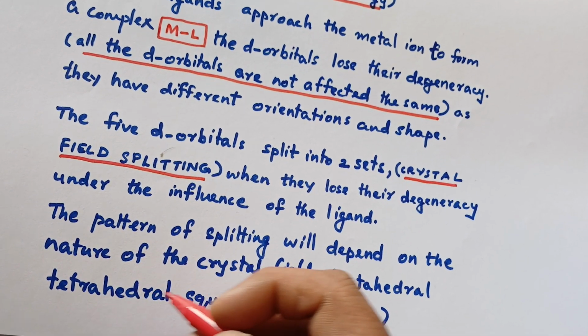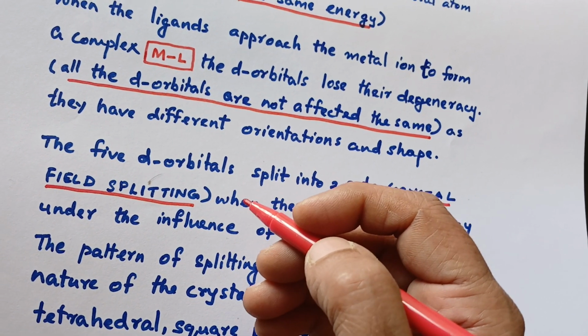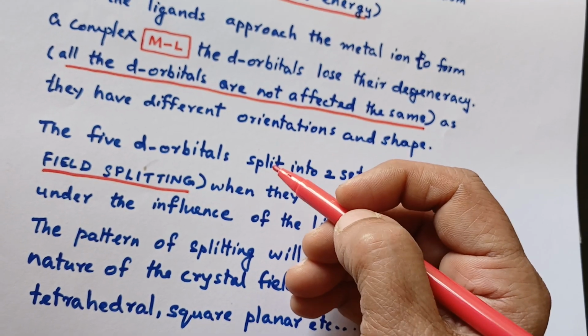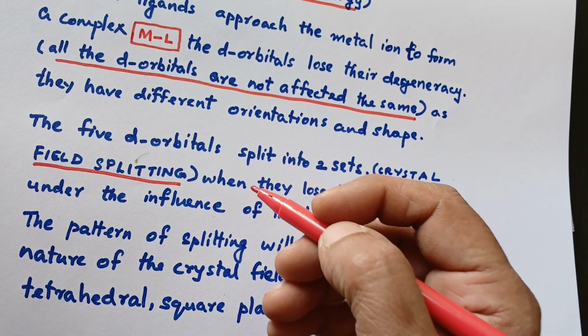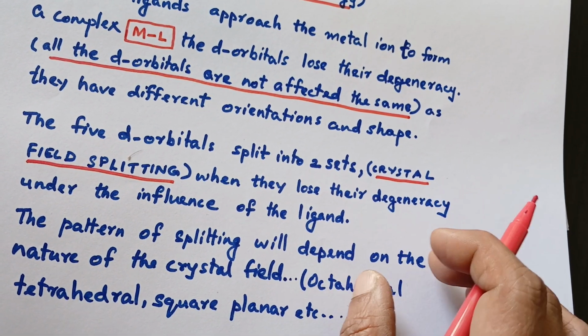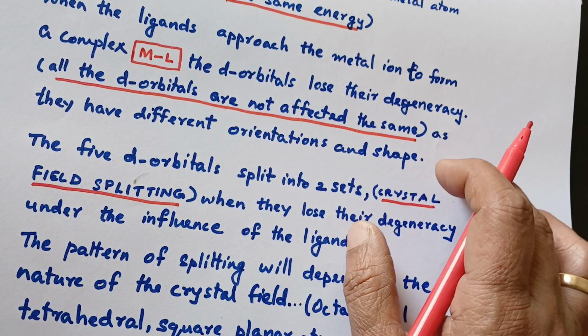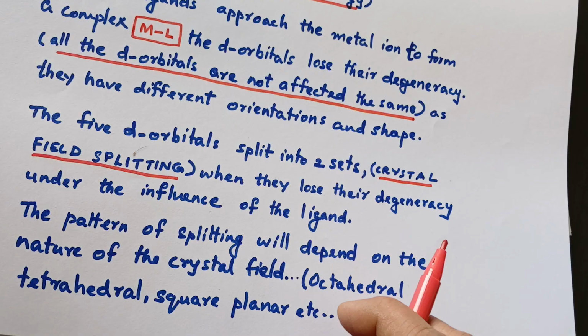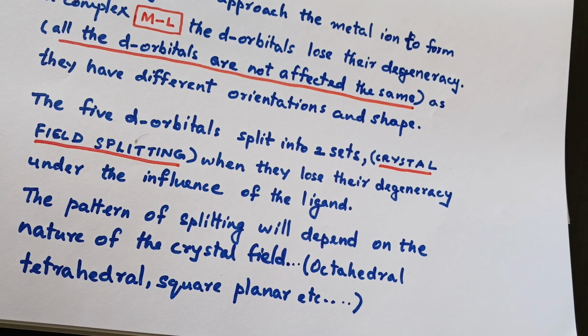Then for tetrahedral, the splitting is different. That is, they will have the t2 set on the top and e at the bottom. That is, three triply degenerate orbitals at the top having more energy, and the doubly degenerate e orbitals having lesser energy.